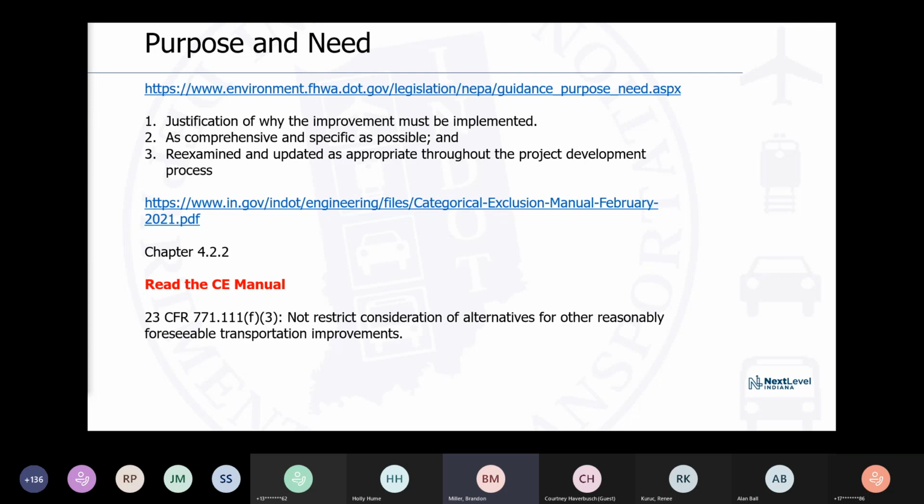It's something that we've mentioned for at least 13 years. Ron probably can point out before that, and anybody else that's been doing it for a longer period of time. But at least since 2008, when I started with INDOT, we have been preaching that in the purpose and need, you should not be having a specific alternative, because that would limit the consideration of all other reasonable alternatives.